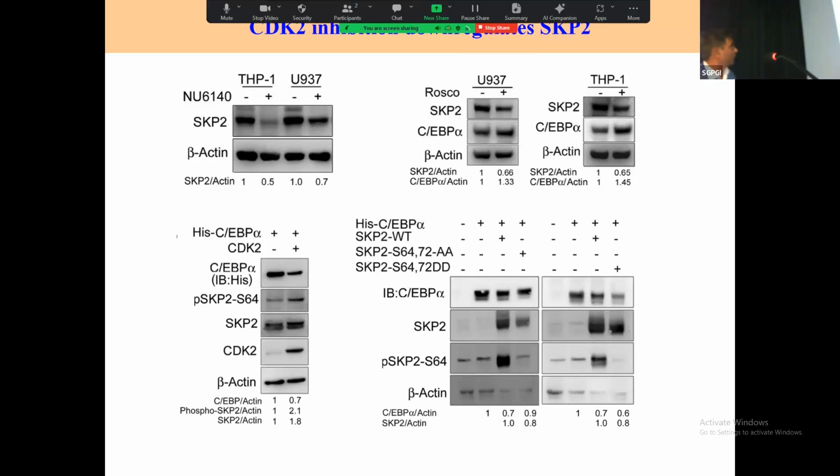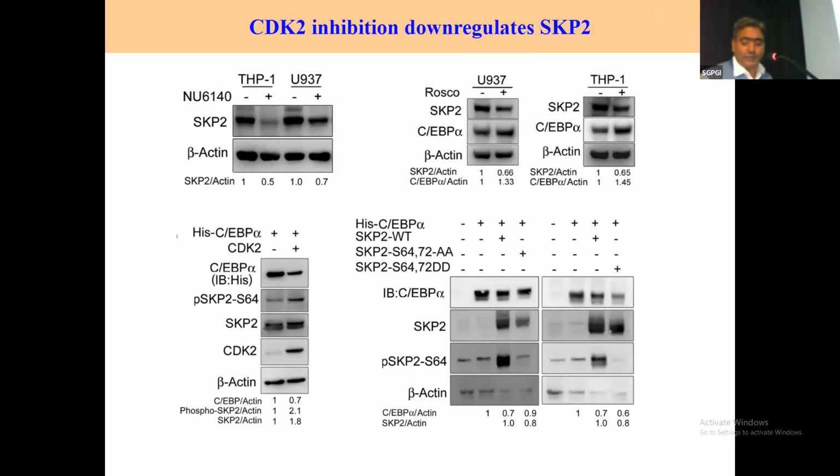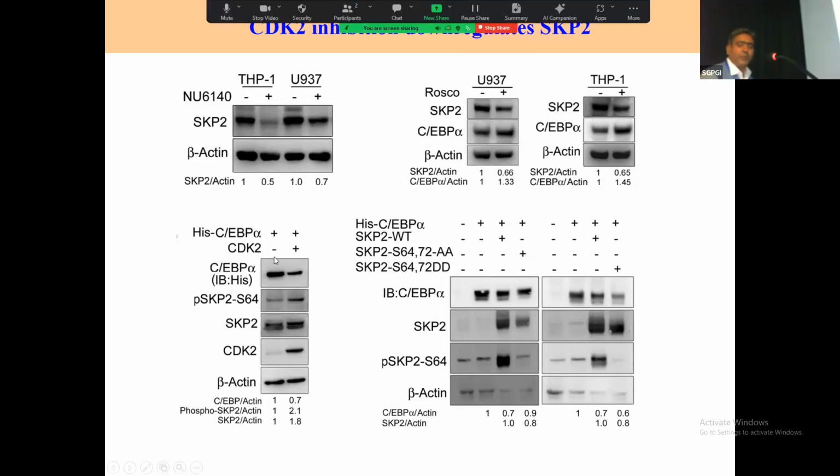Now, to further show that CDK2 is indeed acting via regulating SKP2, here we overexpressed CBP alpha together with CDK2. And as you can see, with CDK2 there was phosphorylation of SKP2 at serine 64, which was already shown in that EMBO paper, so we just followed that paper. There was no change in overall SKP2 here. CDK2 was there because we had overexpressed it, but CBP alpha was down. So it does confirm that CDK2 regulates SKP2 and thereby CBP alpha.